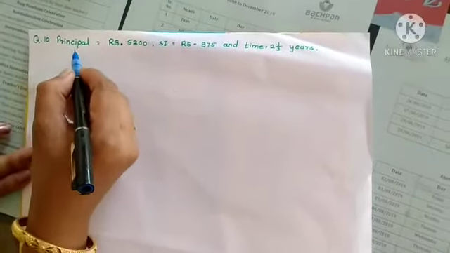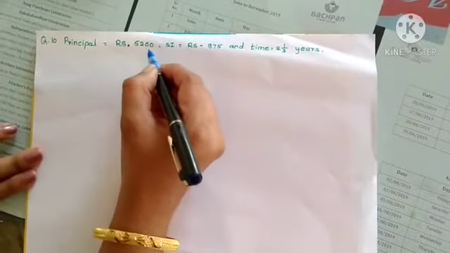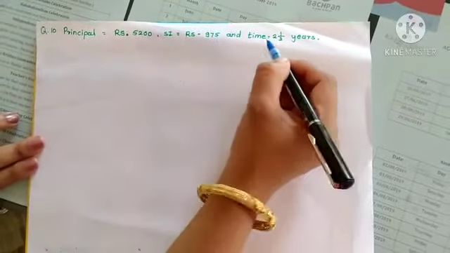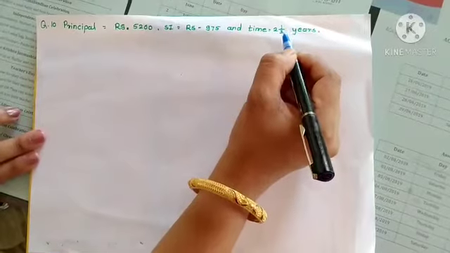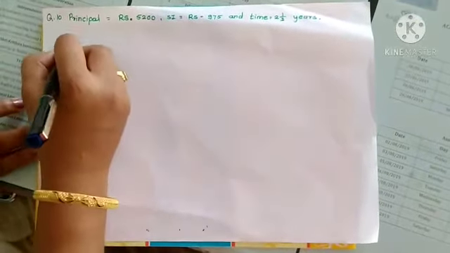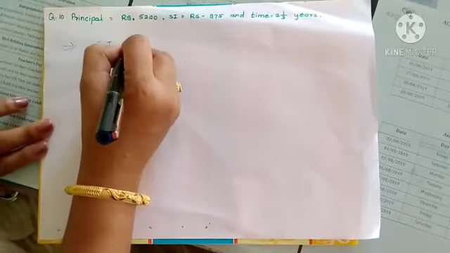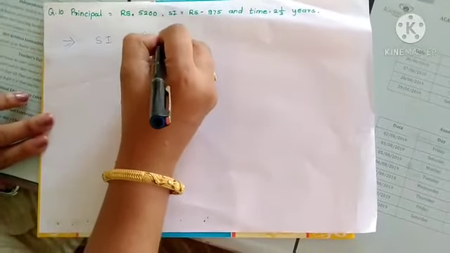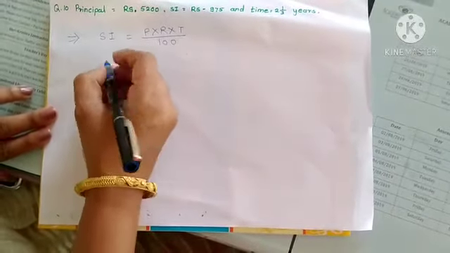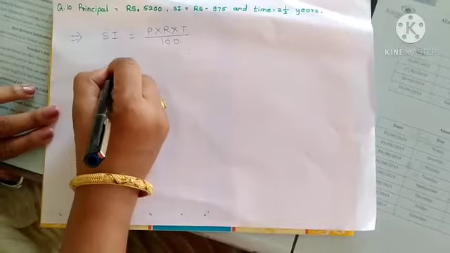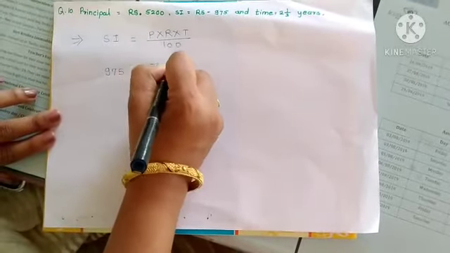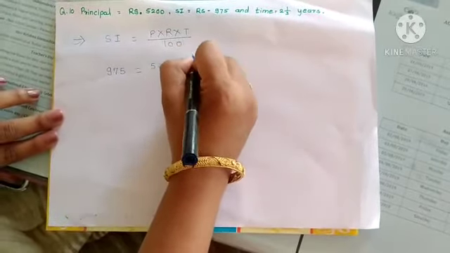Question number 10. Principal is equal to rupees 5,200. SI is equal to rupees 975 and time is given 2 1 upon 2 years. So here we have to find out the rate of interest. So write the formula of SI. SI is equal to P into R into T upon 100. 975 is the SI, 5200 is the P, and we have to find out the rate of interest.